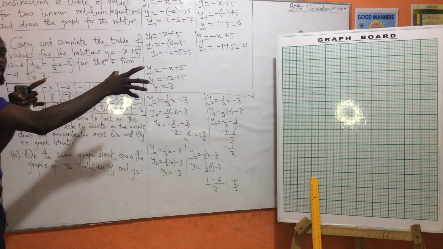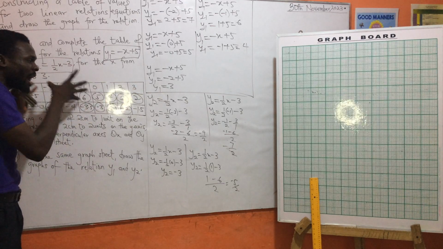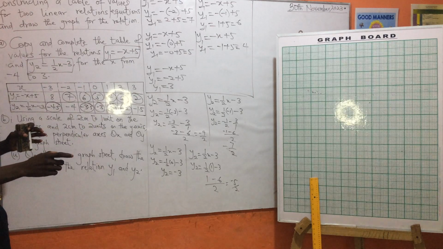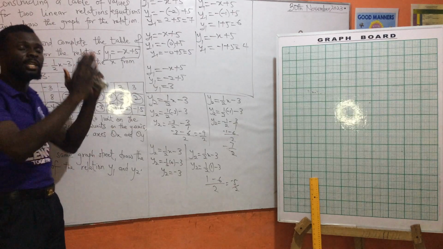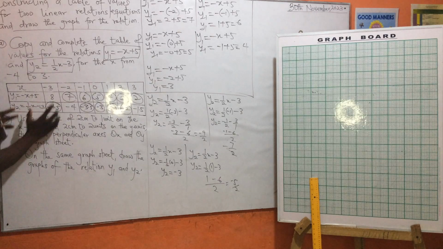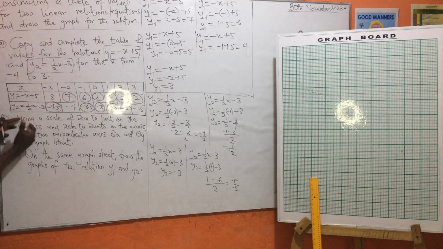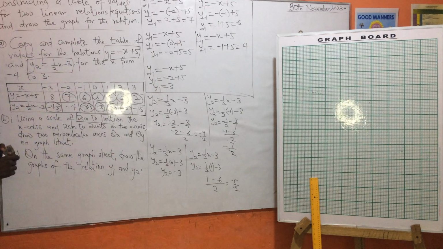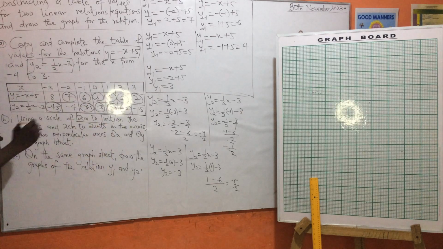And that takes us to the graph board. Okay? Now, if we are to construct or graph this table, all we need is a scale. Now, if a scale is given, we go according to the scale of the table. Now, this question is saying that after you copy and complete the table, you are to use a scale of 2 centimeters to 1 unit on the x-axis.